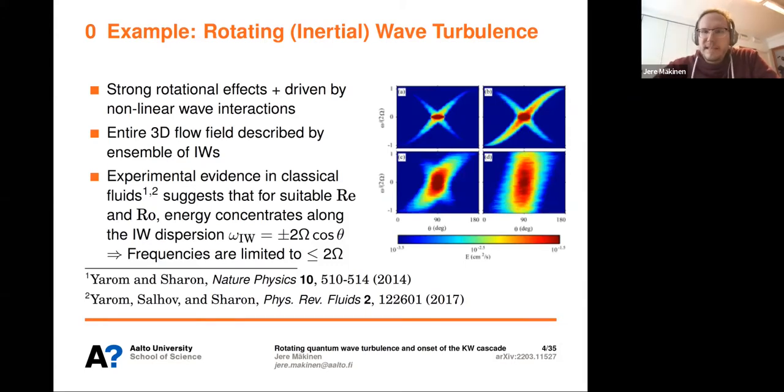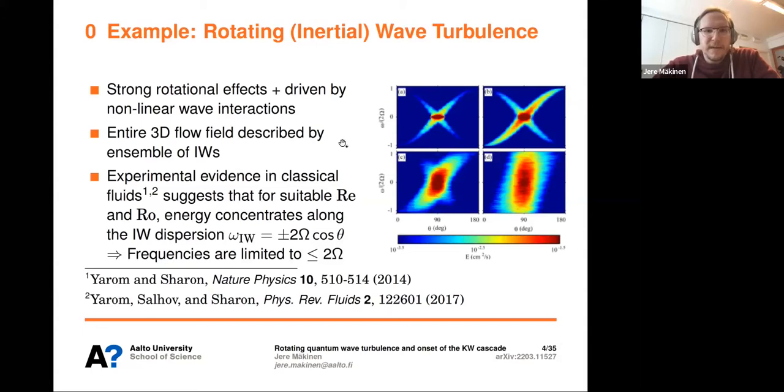Okay, so as an example of rotating wave turbulence, that means that the Rossby number is small and the Reynolds number is high, which means that there are strong rotational effects which are driven by nonlinear wave interactions.